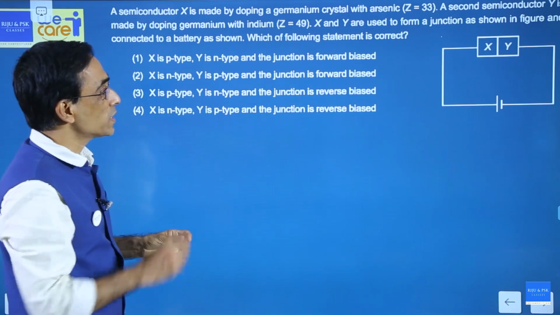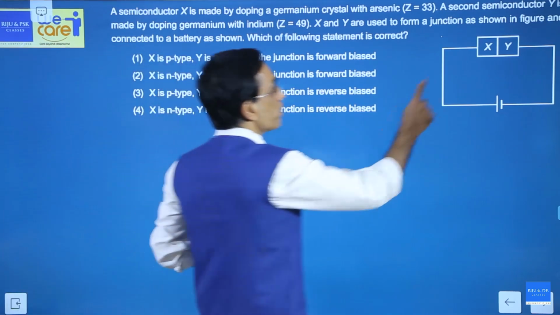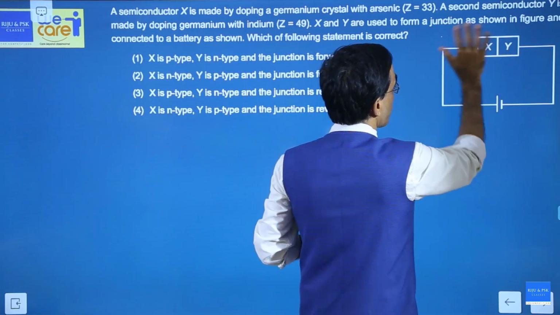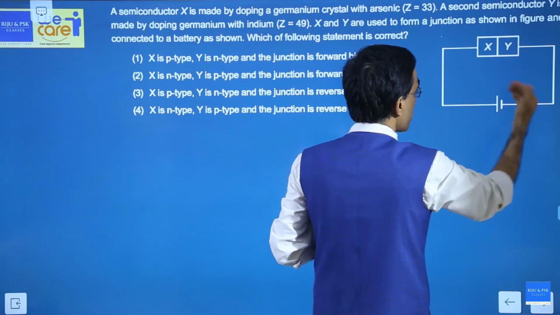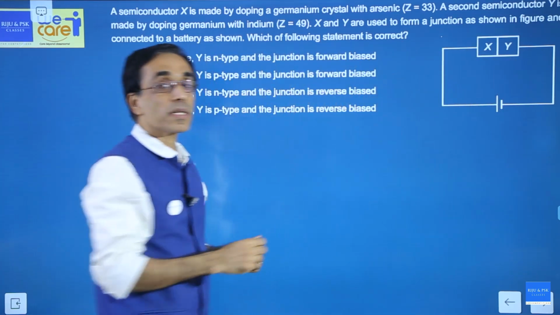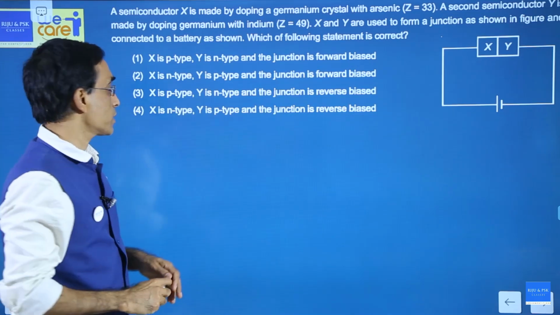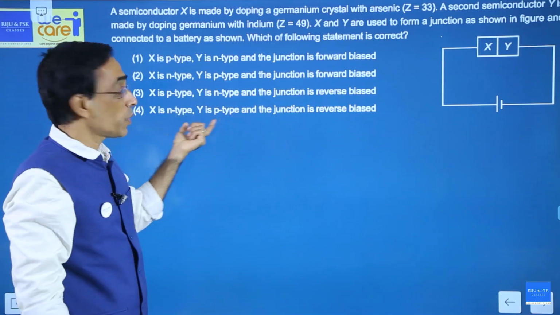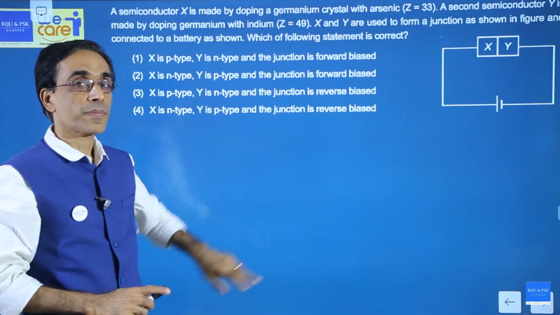Now see, is it forward or reverse bias? This is P-type. For forward bias, P-type should be at a higher potential, but here P-type is at a lower potential and N-type is at a higher potential. So this is the case of reverse bias. So option X is N-type, Y is P-type, and the junction is reverse biased.